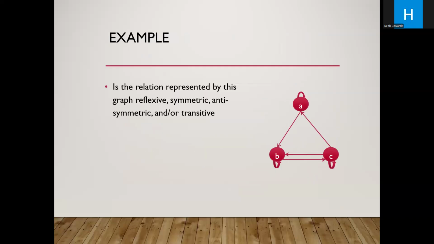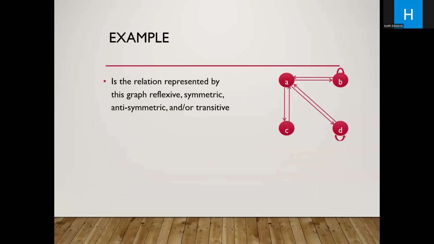So how about this one? Which properties does this one have? Well, there's a loop at each one. It is not symmetric because C goes to A, but A does not go to C. It's not anti-symmetric either because there are edges going back and forth, and in this case it's not transitive because we can't find complete paths for that. So this one's only reflexive.